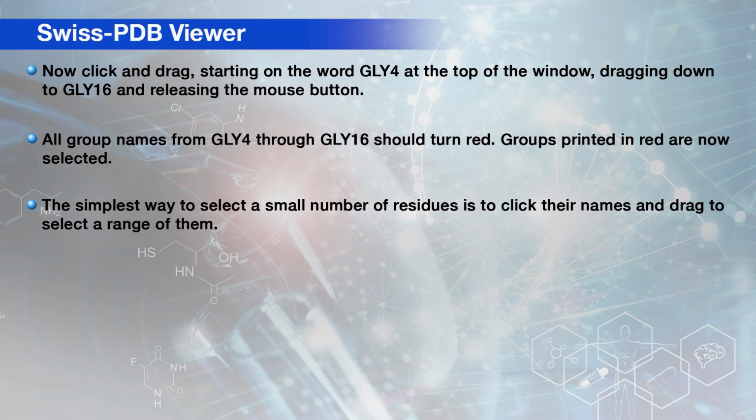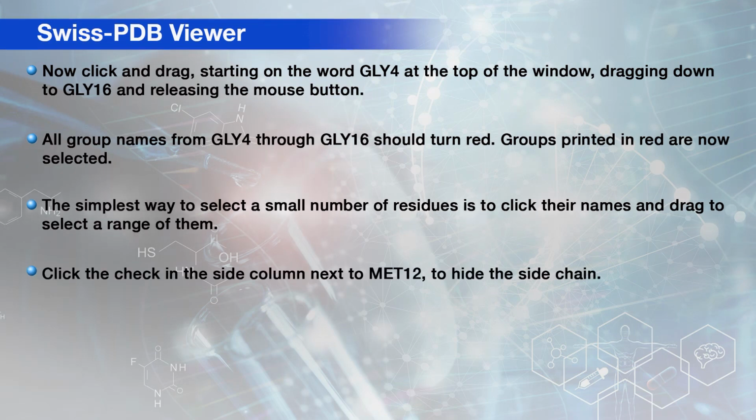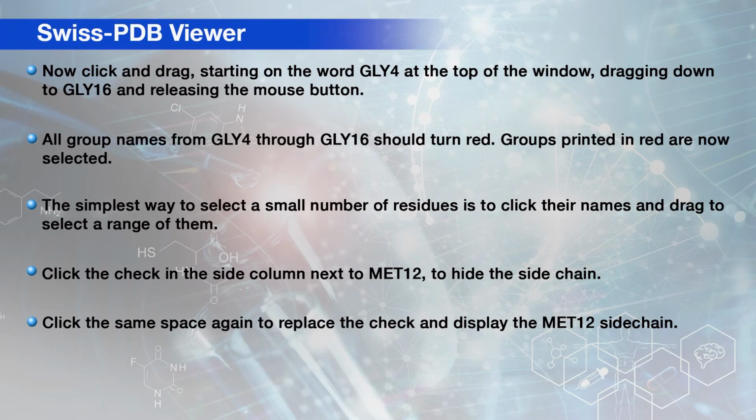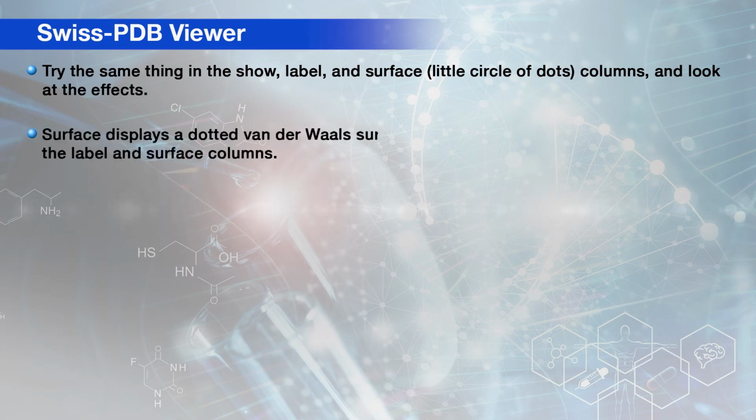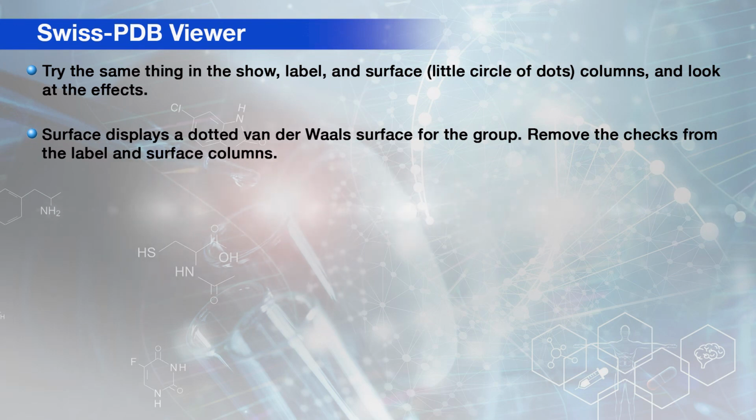Click the check in the side column next to MET12 to hide the side chain. Click the same space again to replace the check and display the MET12 side chain. Try the same thing in the show label and surface columns, the little circle of dots column, and look at the effects. Surface displays are dotted when they are the van der Waals surface for the group. Remove the checks from the label and surface columns.